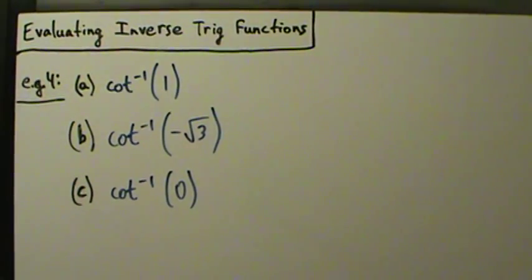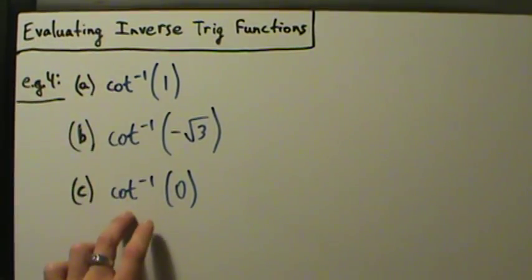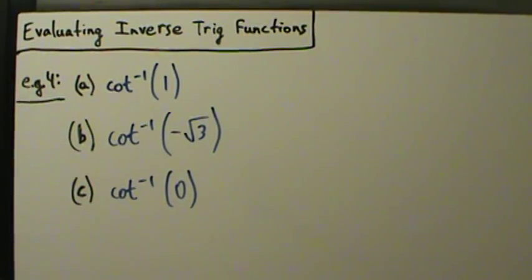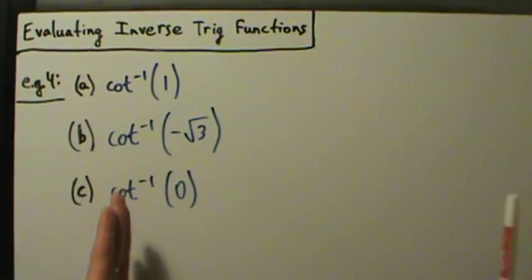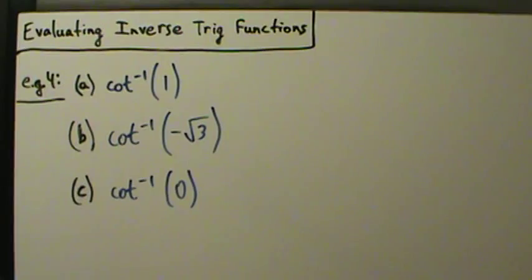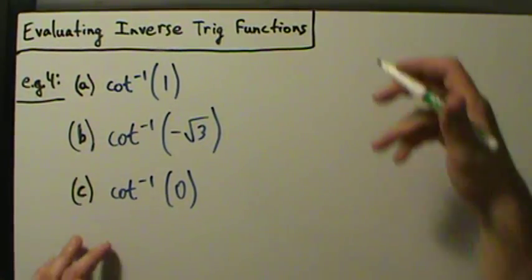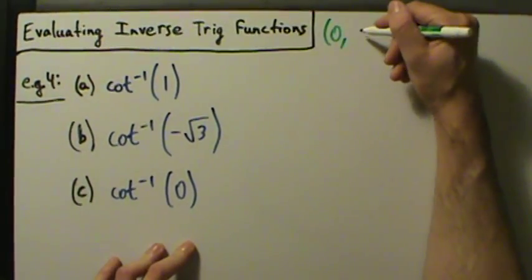Alright, here's example 4 with evaluating inverse trig functions. So in this video we're going to talk about the inverse cotangent function. And again, just like with the first 3 examples so far, it's really just a matter of knowing the unit circle and knowing the range of this function here. So what's the range of the inverse cotangent function? Well, the way we defined it, it's 0 to pi.